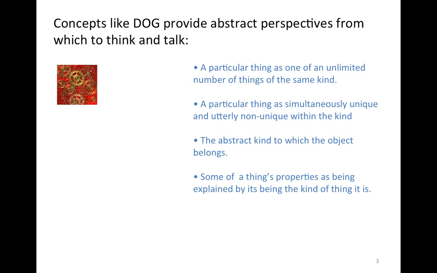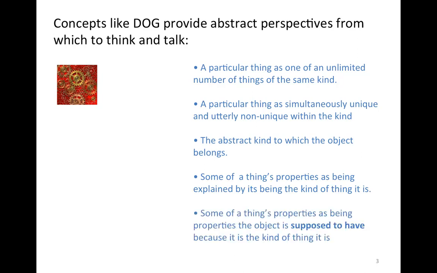Similarly, such concepts provide a perspective in which we can think some of the thing's properties as being properties that the object is supposed to have because it is the kind of thing it is, and that there's something wrong with it if it doesn't have that property. So the concept dog allows us to think that dogs are supposed to have 4 legs, and dogs that don't have 4 legs have something wrong with them.